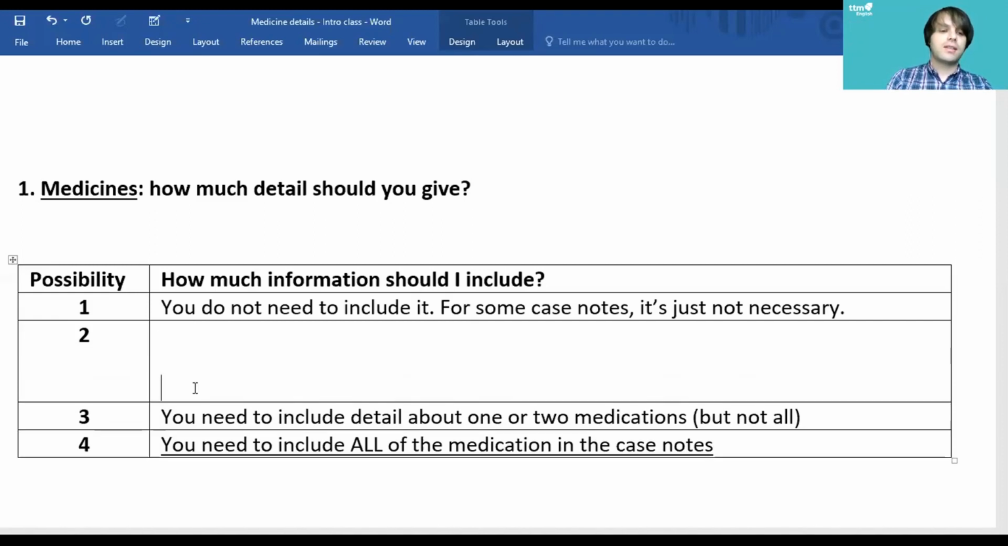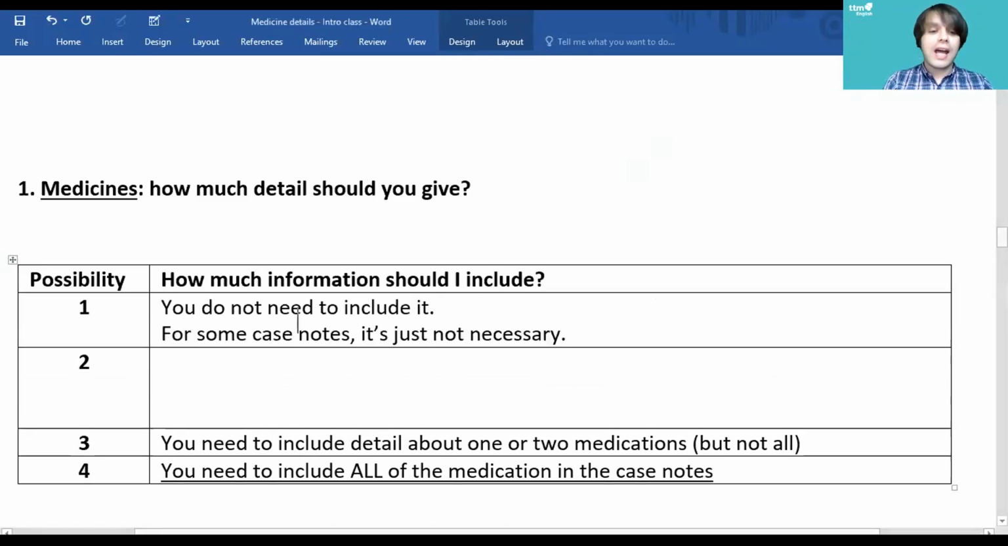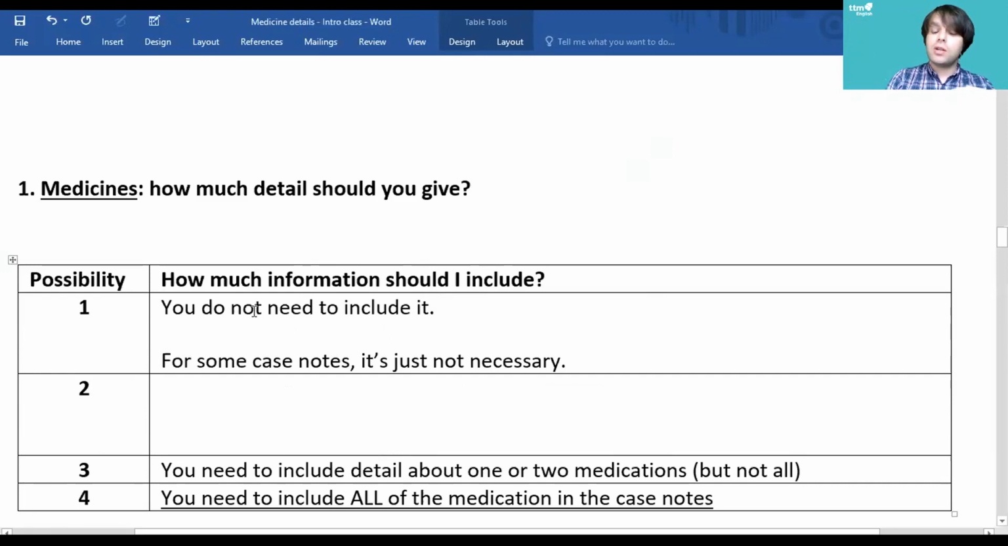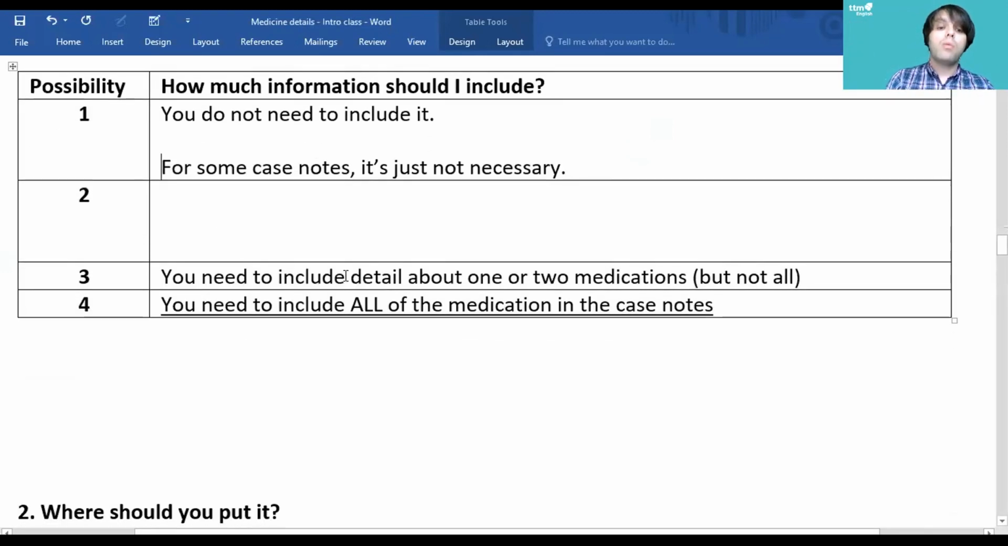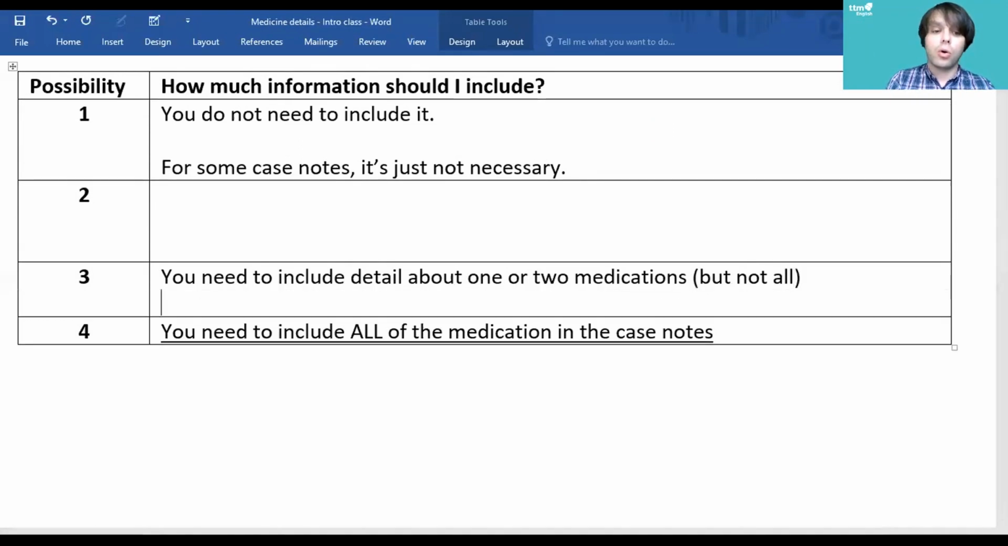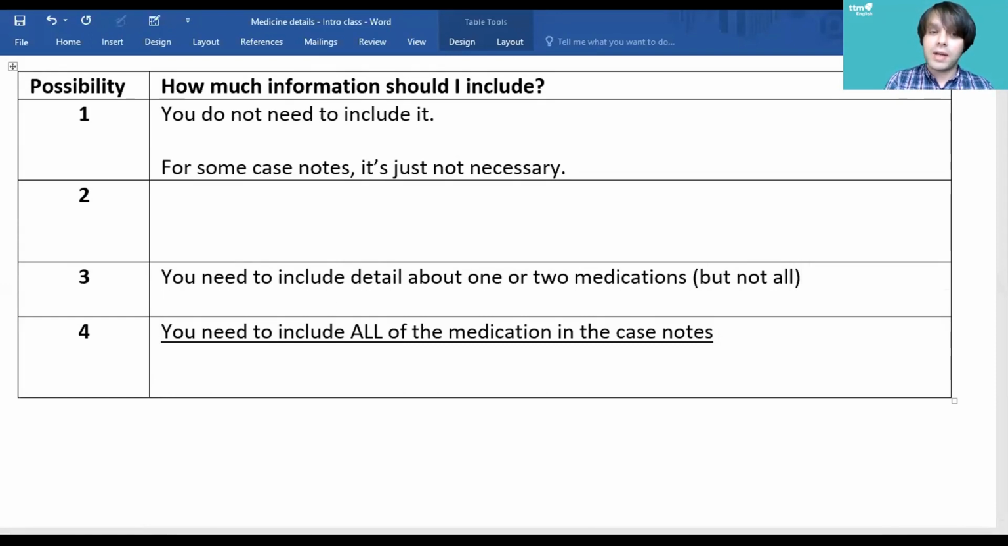What if I just say this? Ongoing medications. If the patient has taken some medication in the past, I think that's true, but again, you're still going to have these 4 possibilities. One will be that you do not need to include it. One will be that you need to include detail, but only 1 or 2 medicines, not all. One possibility will be that you need to include all of the medication.